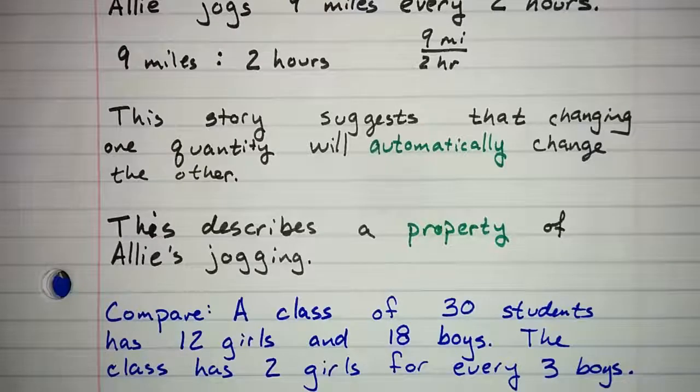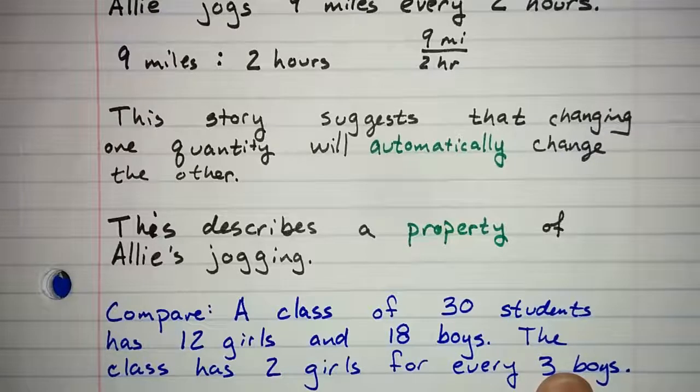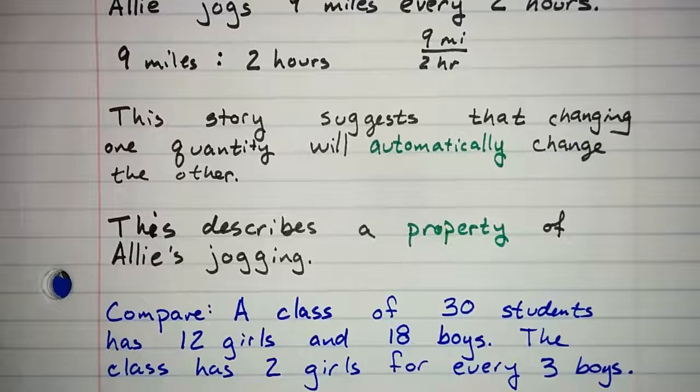Suppose I told you that a class had 30 students, 12 girls and 18 boys. So the ratio of girls to boys in the class is 2 girls for every 3 boys. Now this describes something about the makeup of the class. And if I took groups out of this class, I would expect their makeup to be about the same.